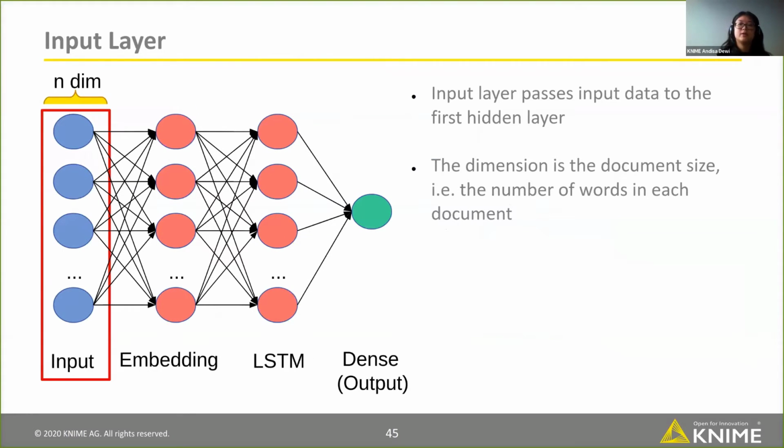So we start with the input layer. The input layer takes input data from the outside world and passes them into the network. In our use case, our input data are documents.